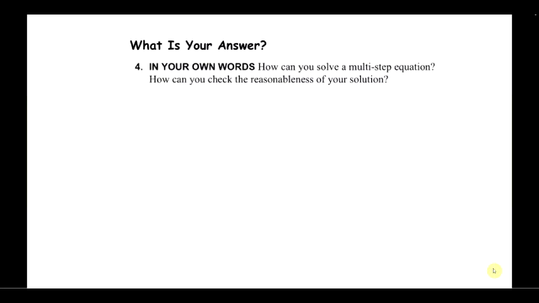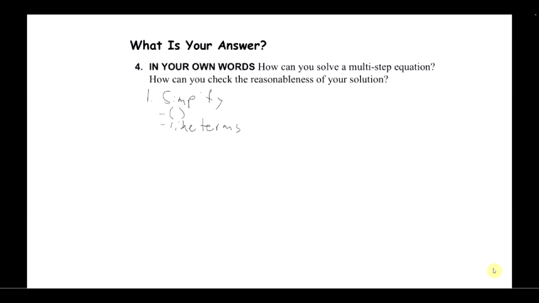The last thing we need to do is use some words. How can you solve a multi-step equation? How can you check the reasonableness of your solution? In solving a multi-step equation, the first thing to do is to simplify, whether that be parentheses or combining like terms. You can write it down just like this on your paper. I'm keeping it short for you, David.